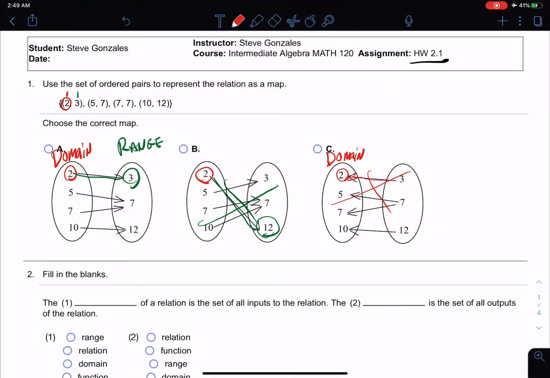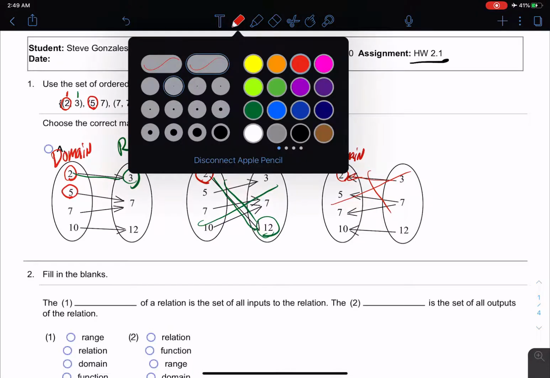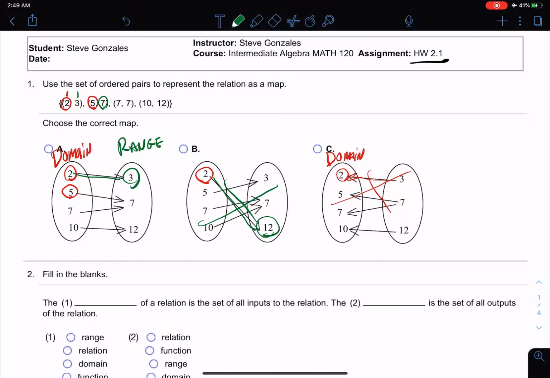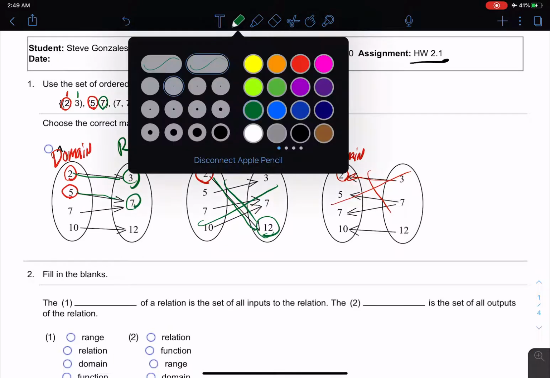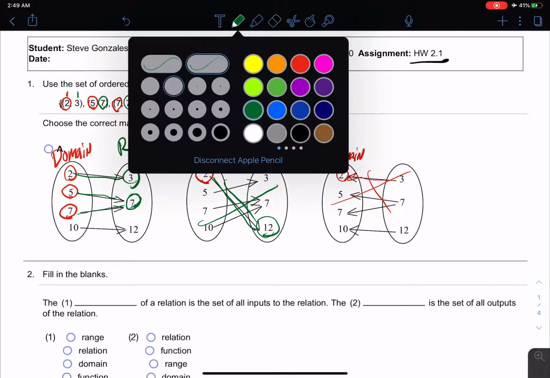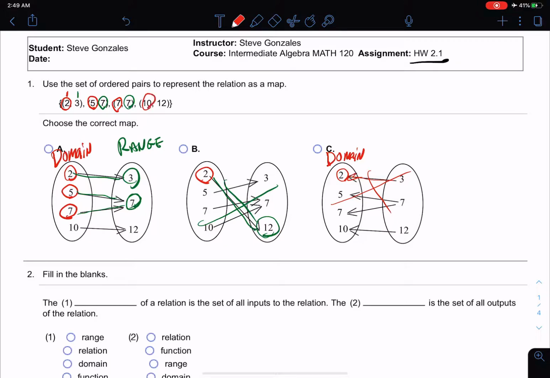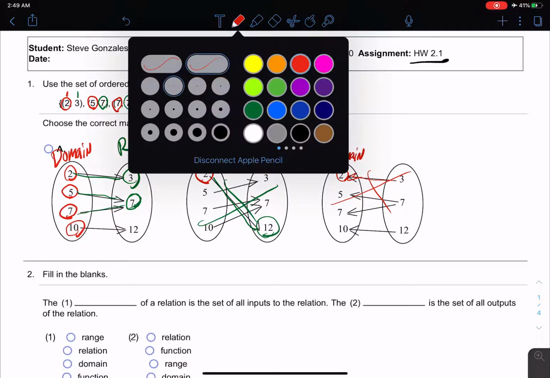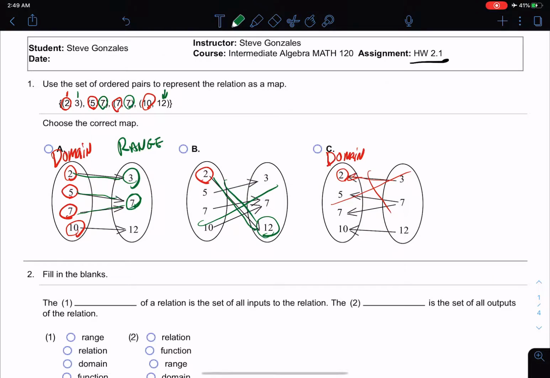Let's see if the other particular problems work out. I start with 5 in my x, and according to the ordered pair, it goes to 7. And 5, in fact, does go to 7. Next problem, I start with a 7 in my x, my domain, and it goes to 7 also, it looks like. Yep. And that's what the map says. And that's what my ordered pair says, so we're good. And finally, we've got an x in the domain 10, and it goes to 12 in the range, and that's exactly what happens here. So, of course, the answer is A.